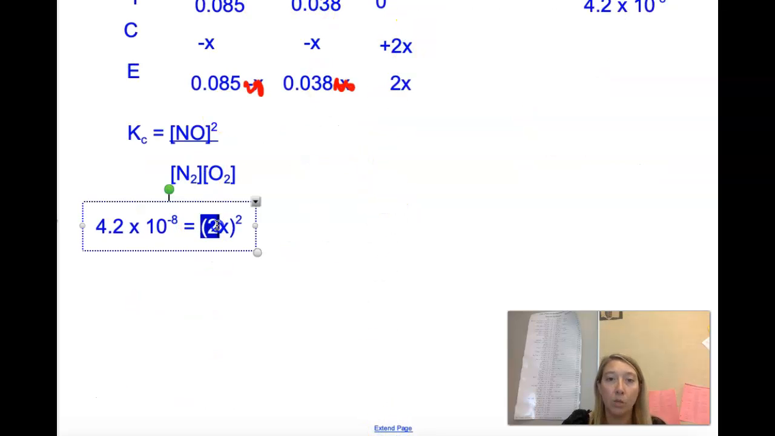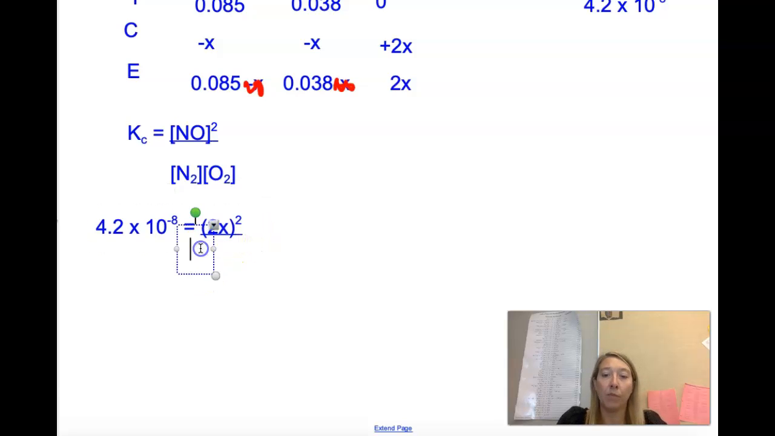So we have our 2x squared, and that is going to be divided by 0.085 times 0.038. You should be able to see how this question already looks much simpler than it would have if we had left that minus x and minus x in. Now we only have the 1x and a whole bunch of numbers. It's a much nicer question to solve.